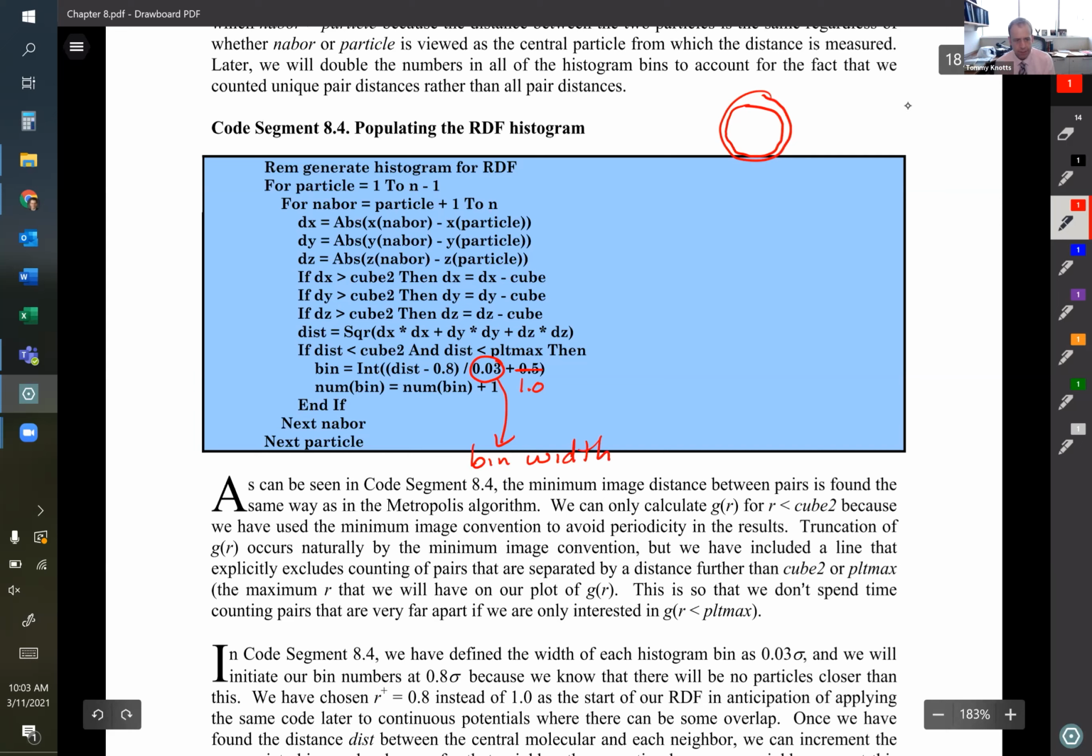That's just the way Dr. Rowley coded it. Nothing too special about that. I could go smaller, I could go bigger. If I go bigger, it just means I don't get quite as smooth. If I go smaller, it means I have to simulate longer. So that's my bin width.